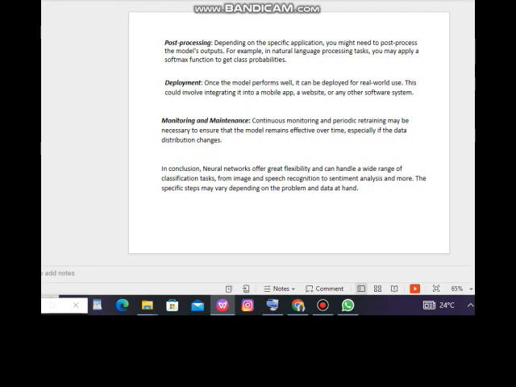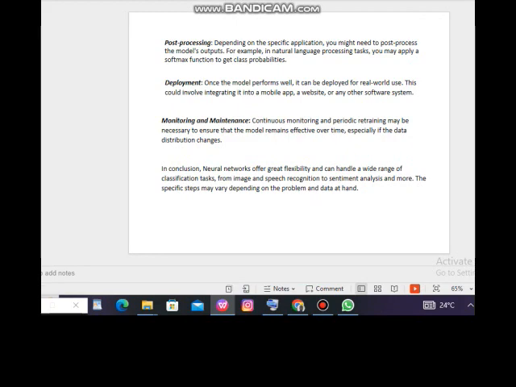Deployment. Once the model performs well, it can be deployed for real-world use. This could involve integrating it into a mobile app, a website, or any other software system. Monitoring and maintenance. Continuous monitoring and periodic retraining may be necessary to ensure that the model remains effective over time, especially if the data distribution changes.